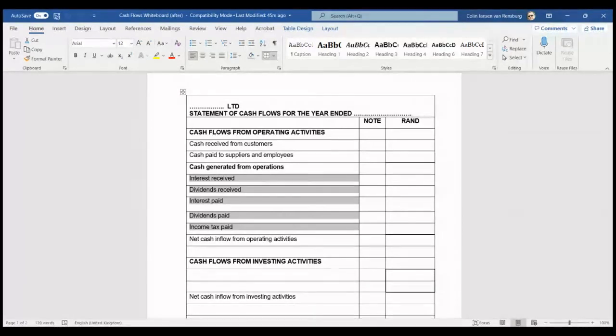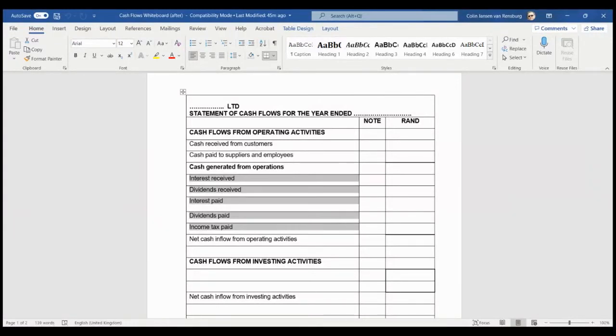Sometimes if the company did not receive any dividends, obviously then it won't be disclosed because there is nothing to disclose. Or if the company is so fortunate that it hasn't paid any interest during the course of the year, obviously then it's not going to be disclosed because there's nothing to disclose when it comes to interest paid.